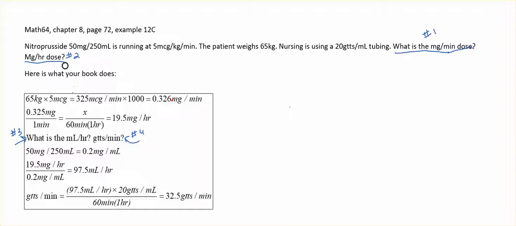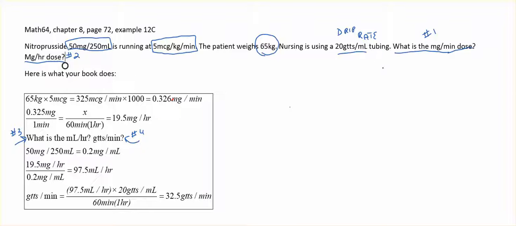All right. So first things first. Let's say again what we have. Here's the strength, 50 milligrams per 250 milliliters. And this is how it's running: 5 micrograms per kilogram per minute. And as we said before, the kilograms are associated with the patient's weight, and they do give us the weight. And this guy over here, per milliliter, is the drip rate.